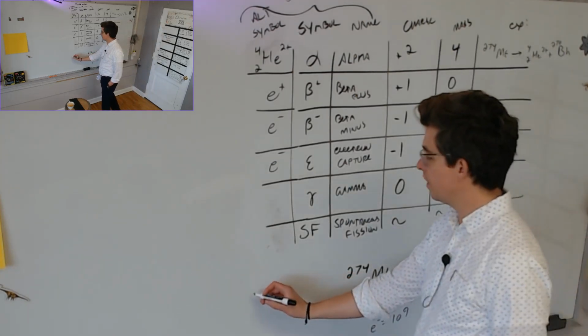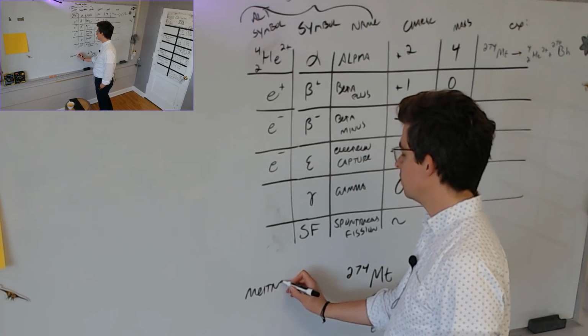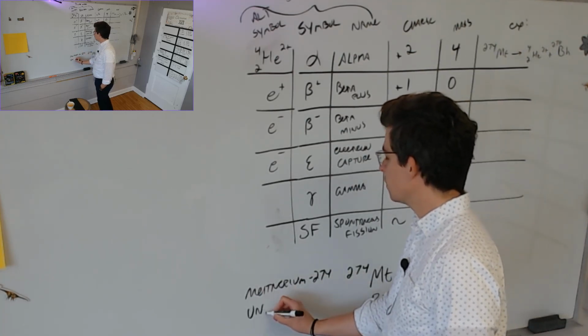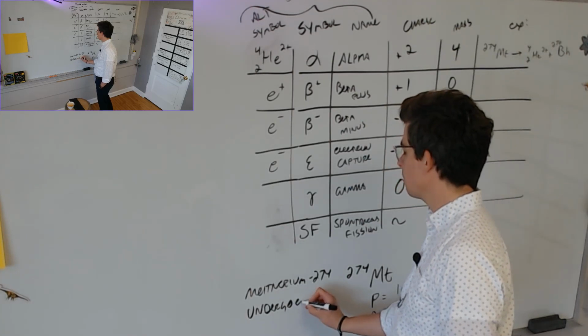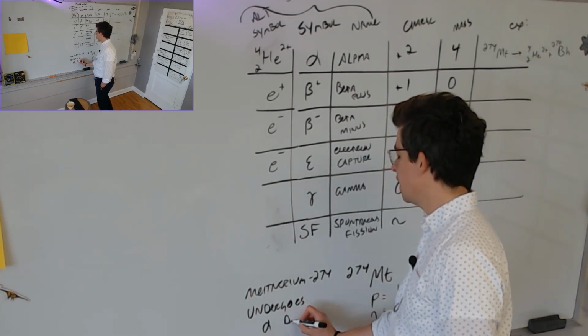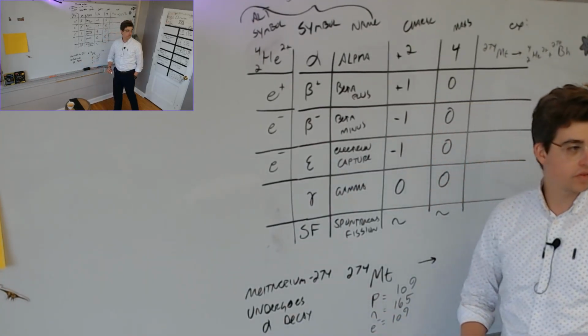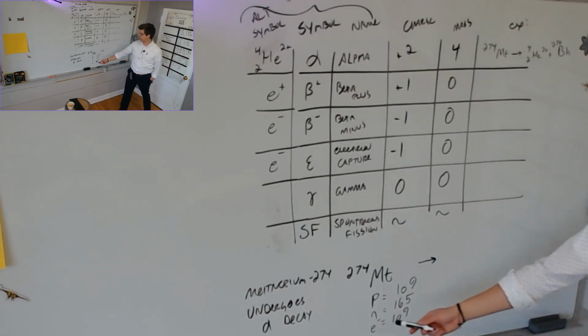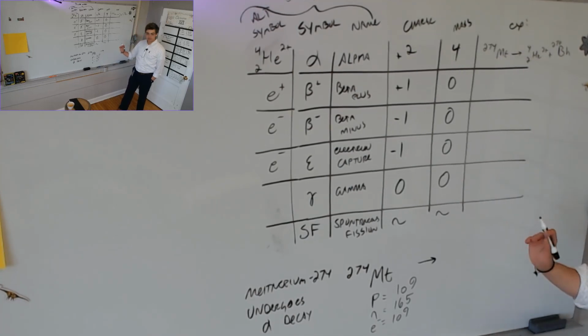I'm even going to write it. Meitnerium 274 undergoes alpha decay. Meitnerium 274, please sit. Meitnerium 274 undergoes alpha decay. So we can do this. There are two different ways.